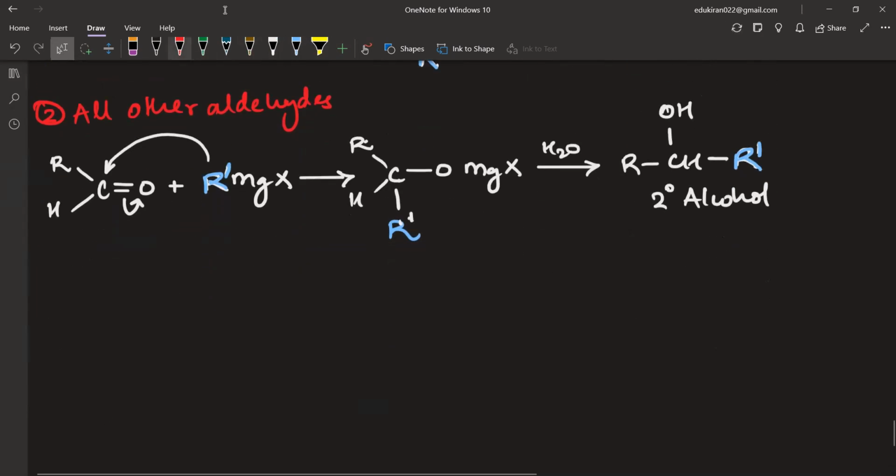Now let's look at the third one. If we have ketones. Now please think in your mind what is going to happen. Don't just keep looking at it, because you guys are not interacting now. You should think in your head what is going to happen.